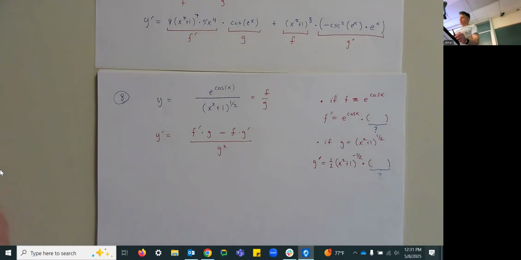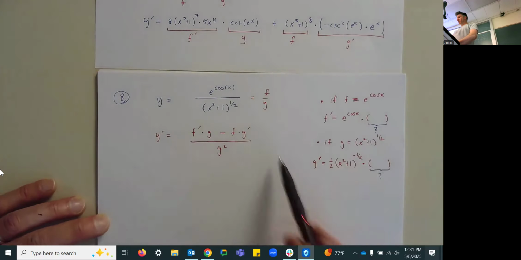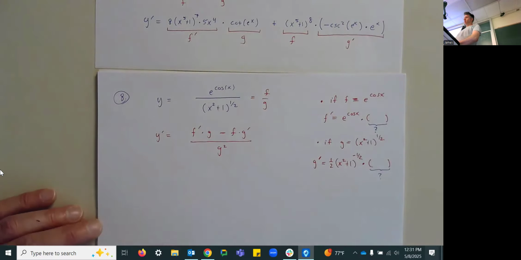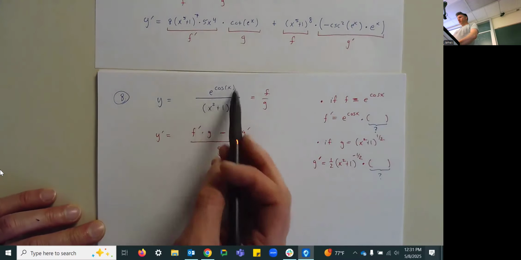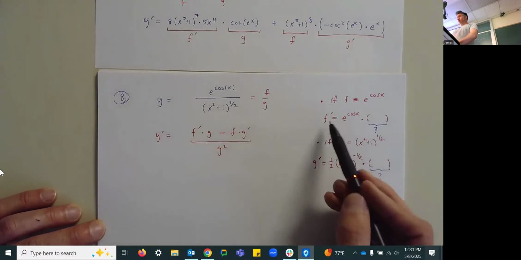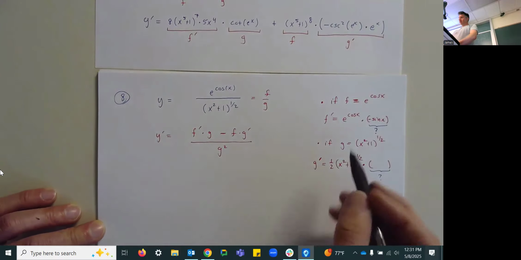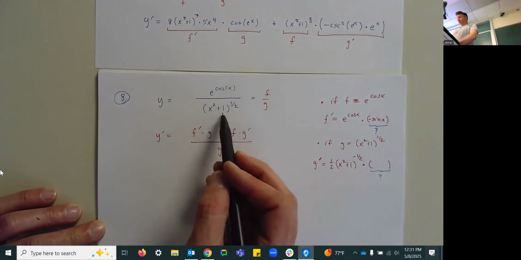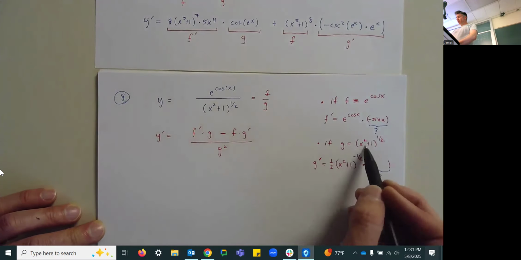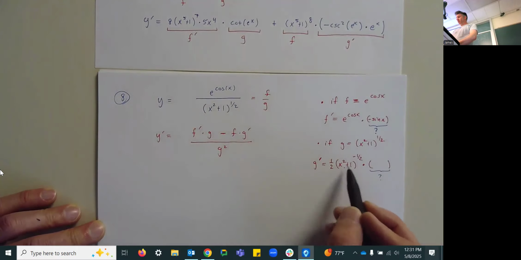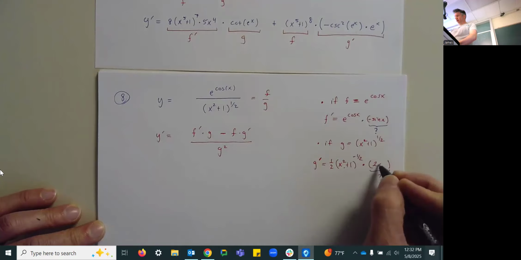All right, let's take a look here. You don't really have to do this work off to the side, but it's always nice to think about it. If we're taking the derivative of e to the cosine x, we know it's going to be e to the cosine x times the derivative of cosine, which is negative sine of x. And similarly, for the g part, which is (x squared plus 1) to the 1/2, the derivative of something to the 1/2 is 1/2 times something to the negative 1/2 times the derivative of the inside, which is 2x.